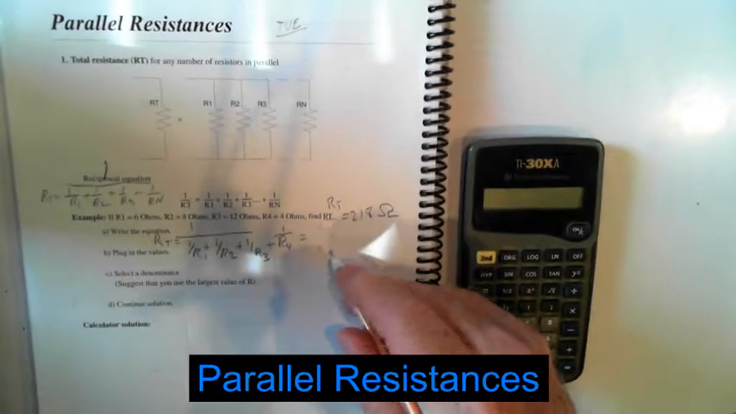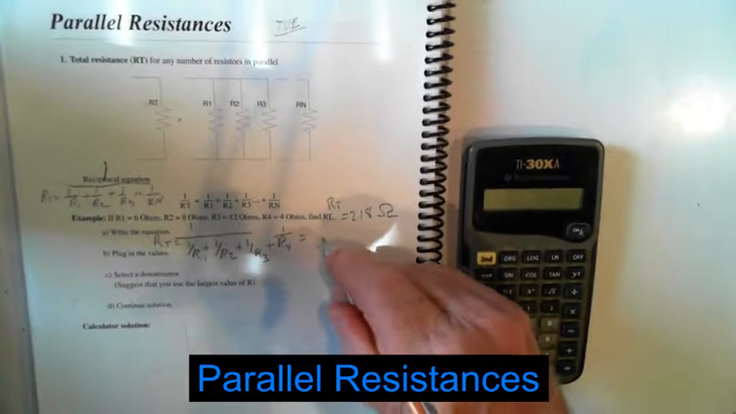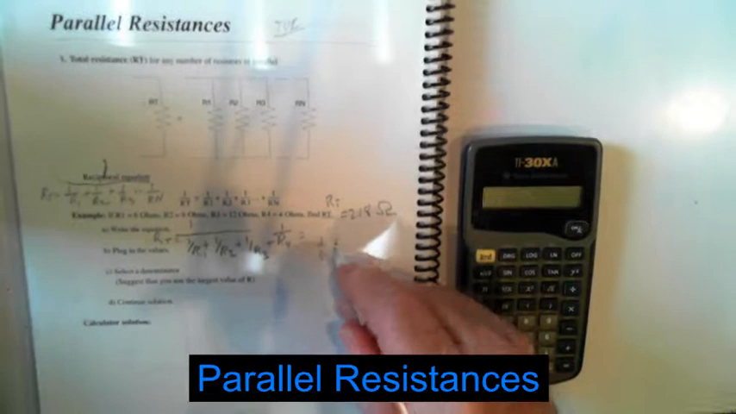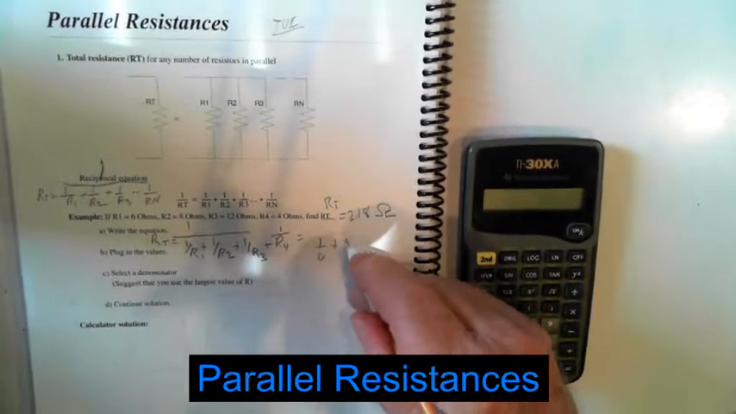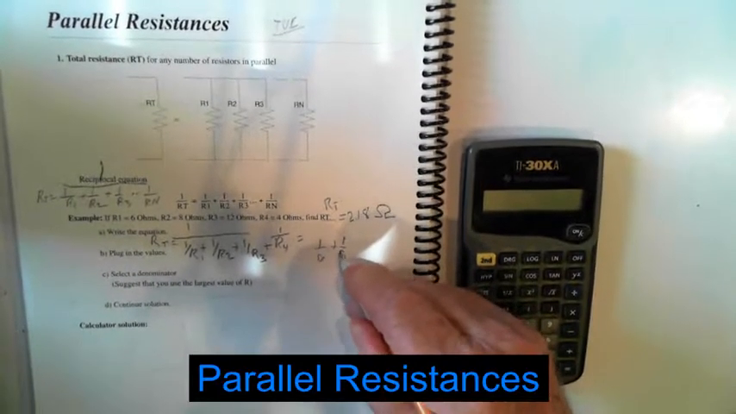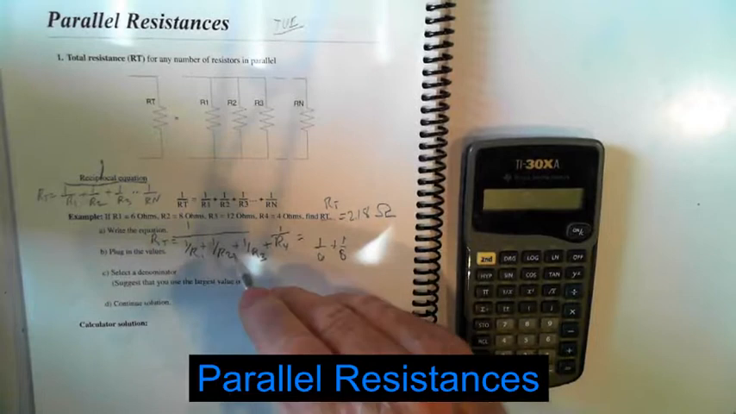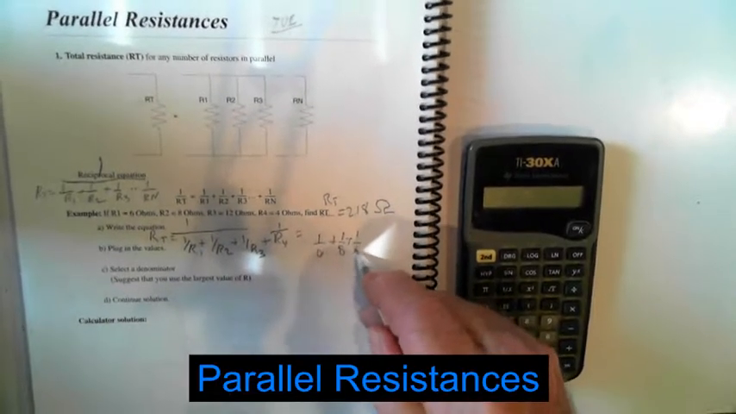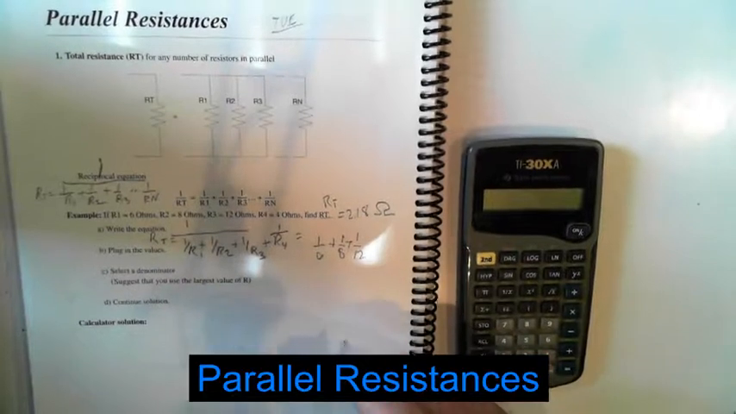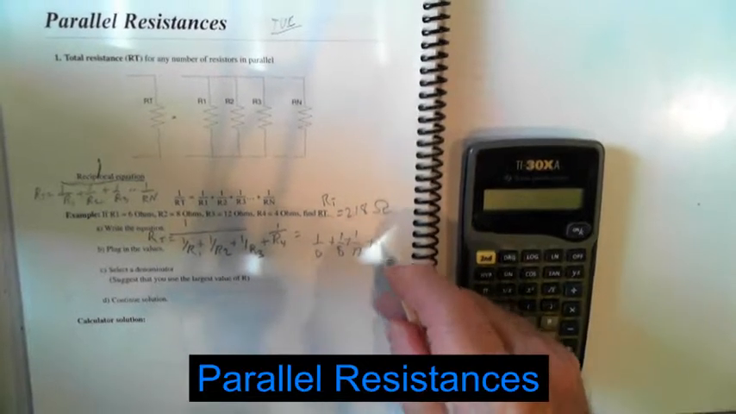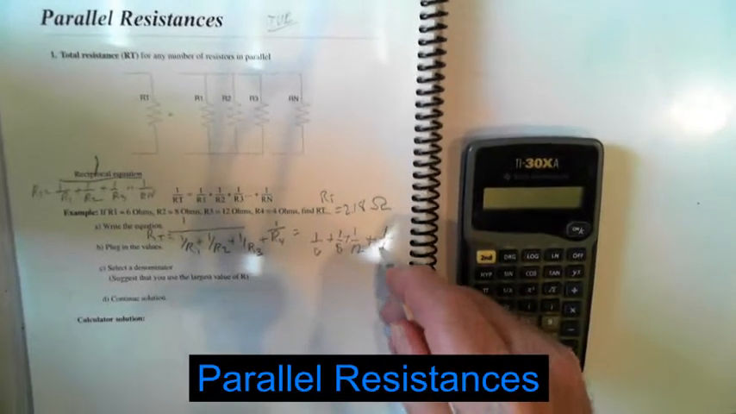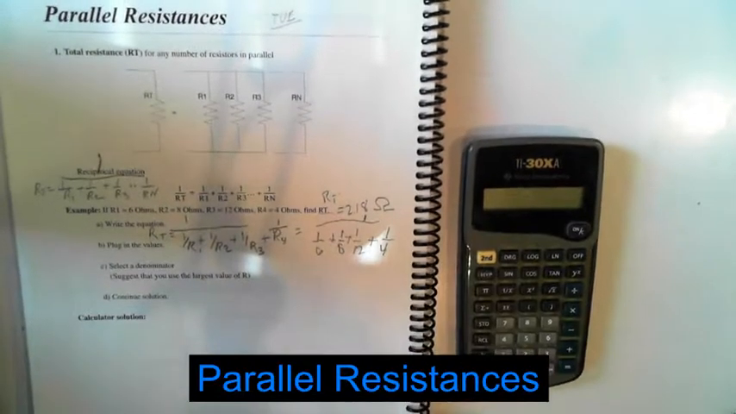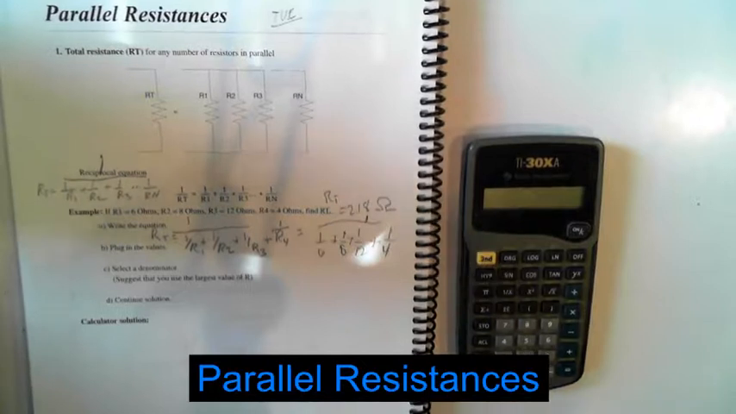Then I'm going to say that 1 over 6 plus 1 over 8, and I'm going to say plus 1 over 12, and then I'm going to say plus 1 over 4. And we want to take the reciprocal of that. Okay. Now, are we ready?